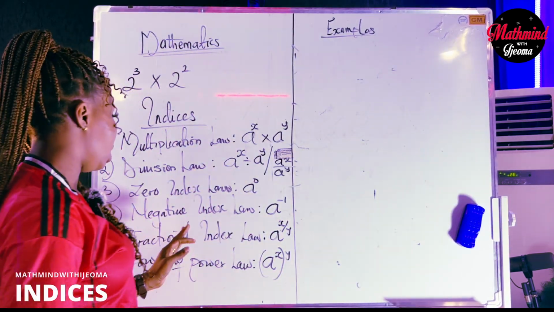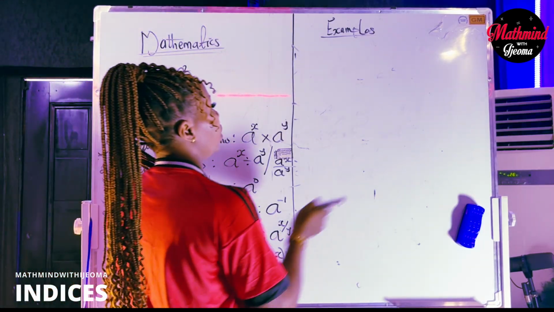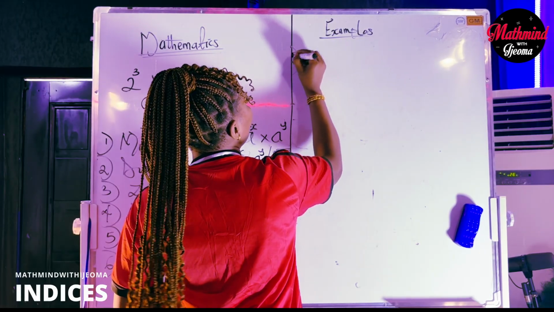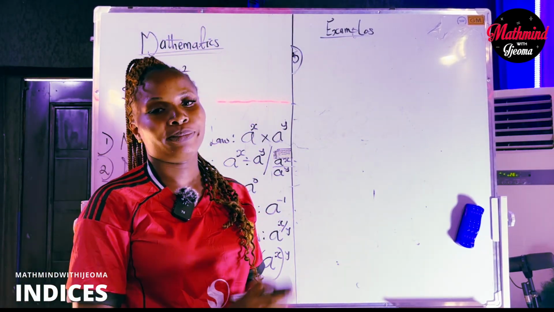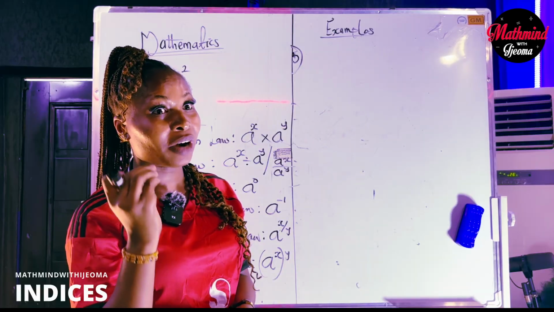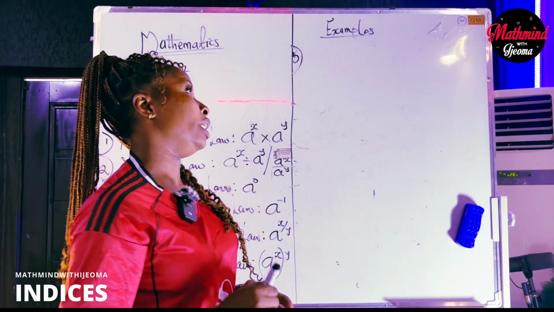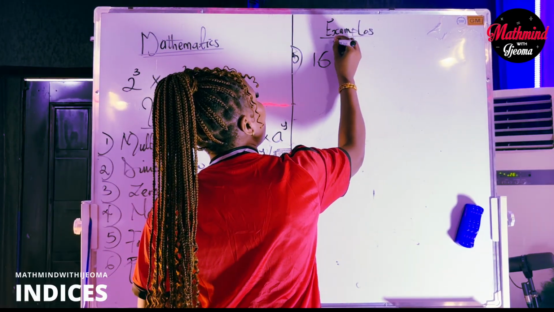The next is fractional index law. That's the 5th law. In fractional index law, as the name implies, fraction, it has a numerator and a denominator. Let's have an example. 16 raised to power 1 over 2.